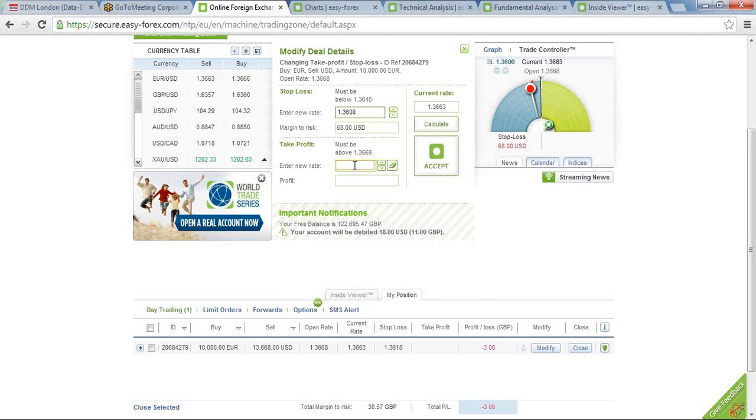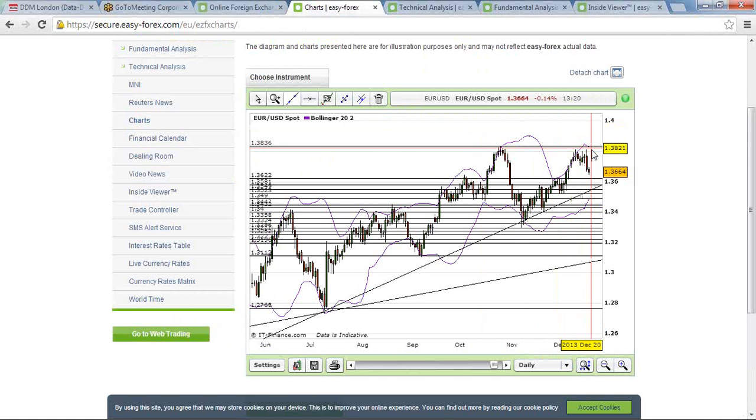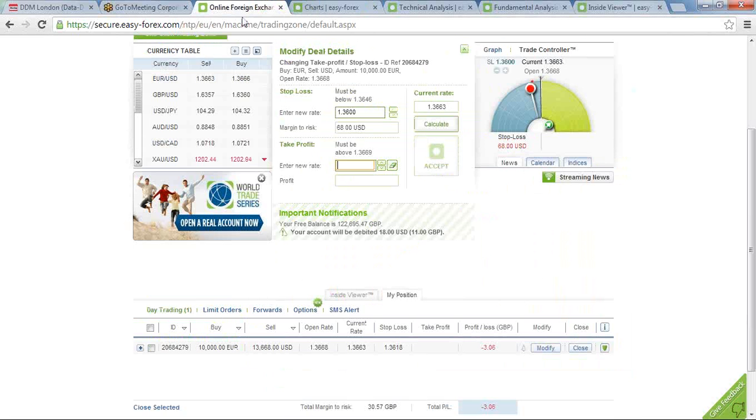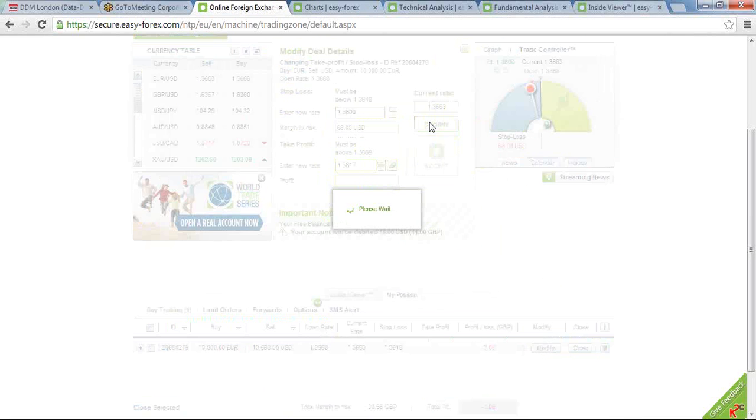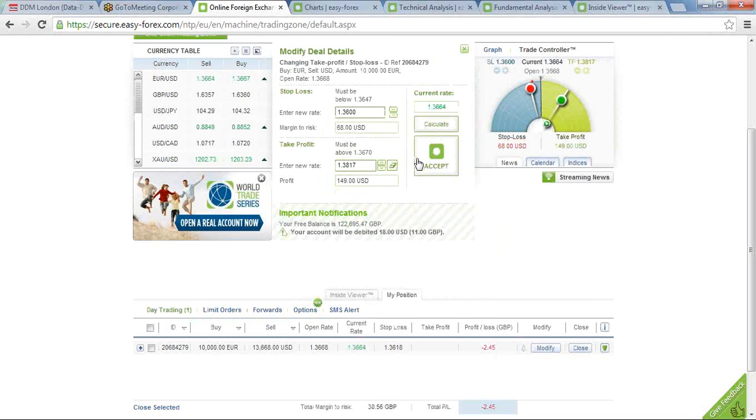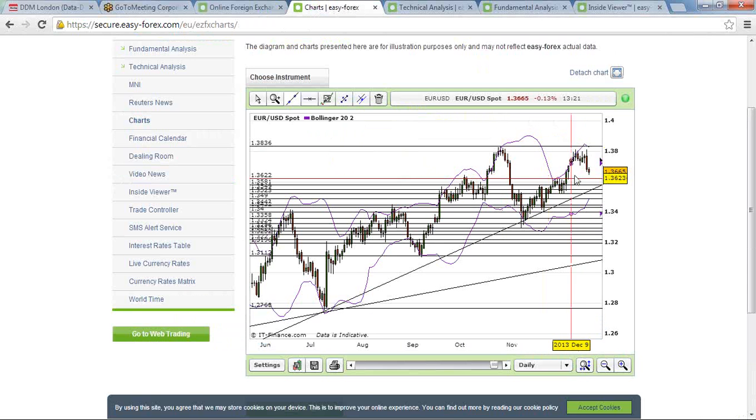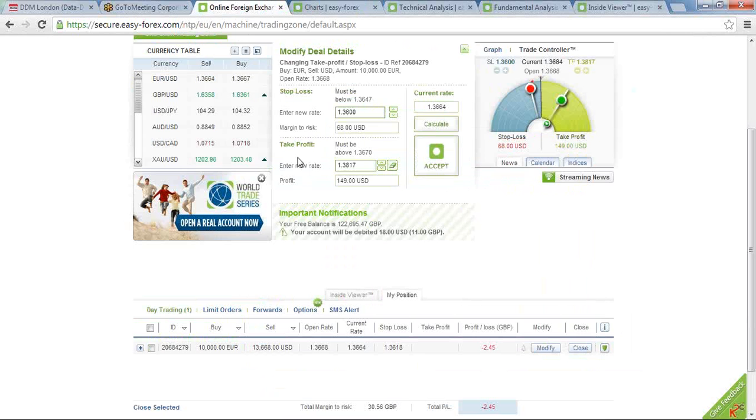Next, I'll put in a take profit level, hoping that it does get up there. Remind myself the top here was 1.3817. Type it in there, press calculate. It's going to tell me what I'm looking to make. Well, I'm looking to make at least twice as much as I'm risking. Very happy with that outlook. I'm looking to make $149. We're on a daily chart there, so it might take a few days to reach. But in this instance, I fancy my chances, based on the mythical analysis that I've done.